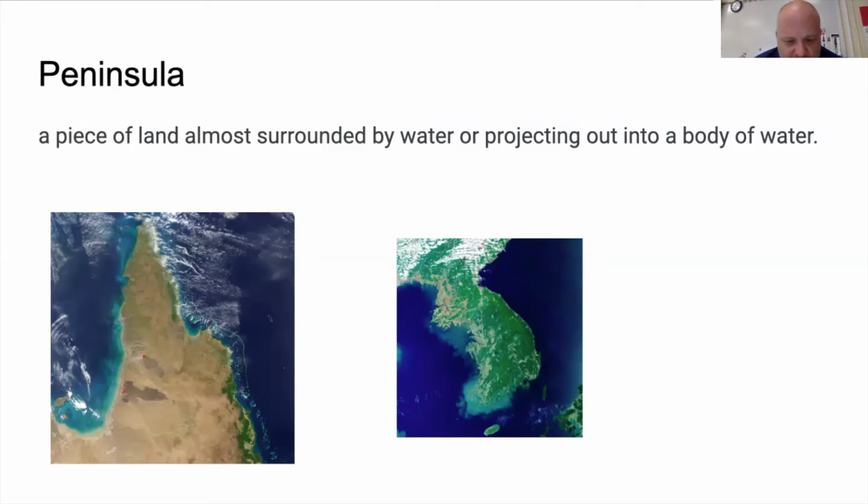A very famous peninsula in the United States, obviously Florida. We don't think about it, but Alaska is also a peninsula. If you look at Mexico, you have the Yucatan and the Baja of California. India is a peninsula. Over here to the right, this is Korea. So you can see that is a peninsula as well. Again, a piece of land almost surrounded by water, and it's projecting out into the water.